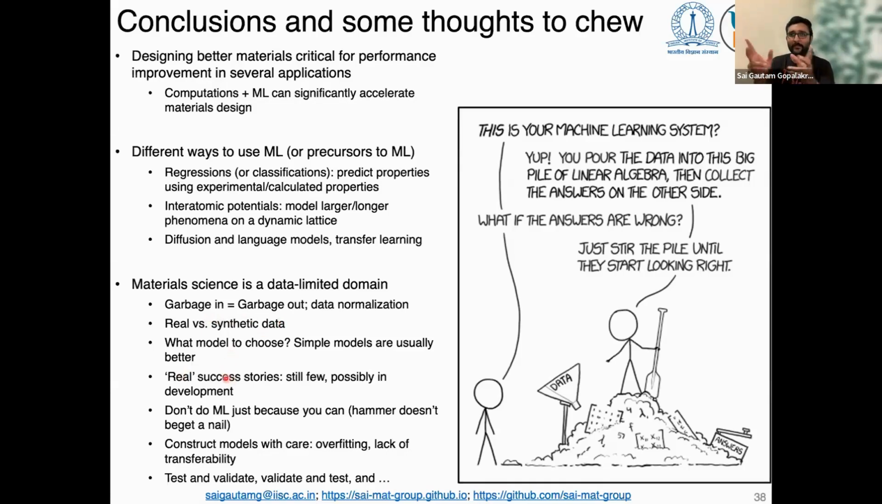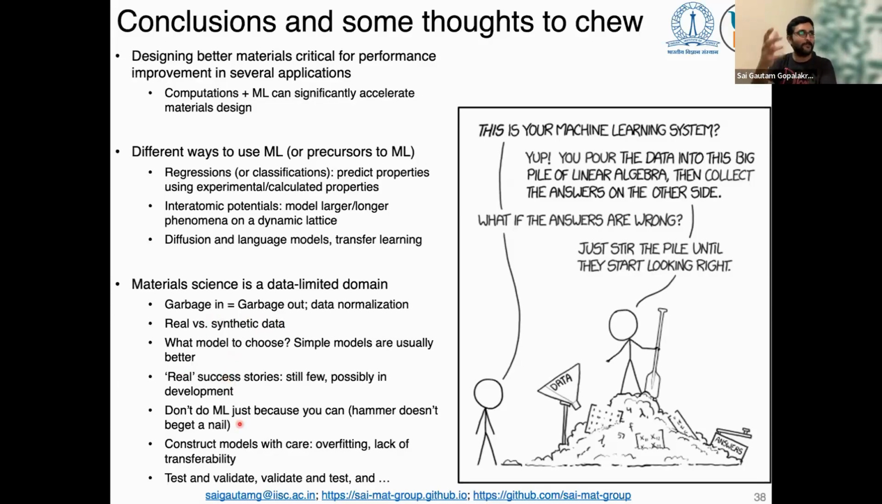Real success stories, I think this will be a question again. So, have there been success stories where machine learning candidates have been commercialized, deployed, and so on? Answer is no. No machine learning model has predicted a candidate material that has been commercialized. But there have been several candidates that have been experimentally validated. So this is still something in the pipeline, and I think we will get more success stories as time evolves.